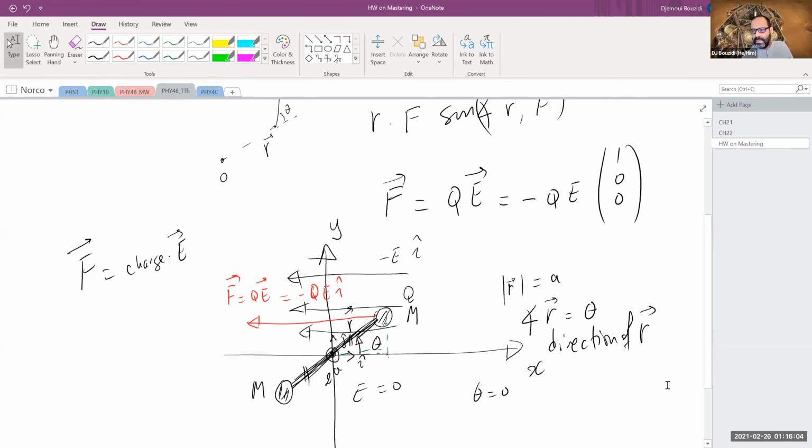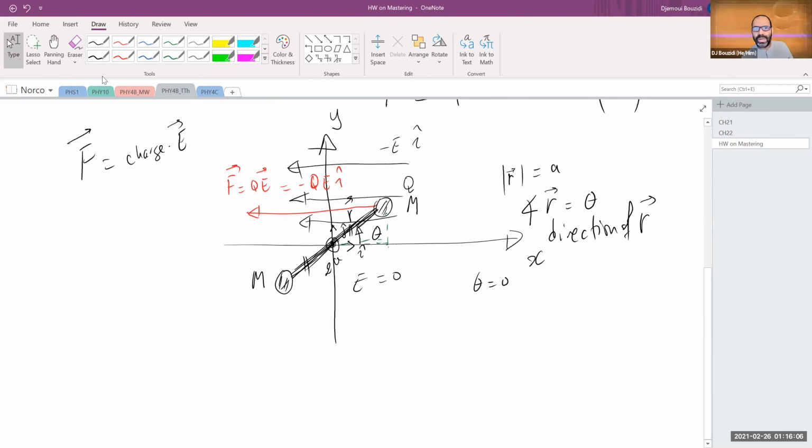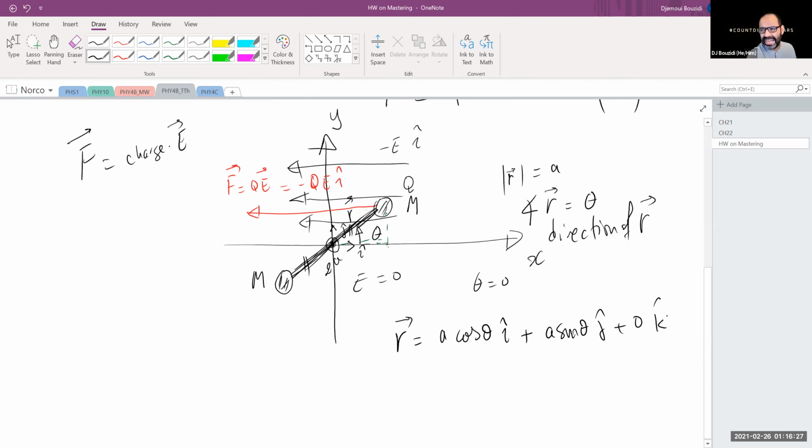So the vector R looks like its x component, which is A cosine of theta in the i hat direction, and its y component is A sine of theta in the j hat direction, and has no component in the k hat direction. Does this make sense to you?